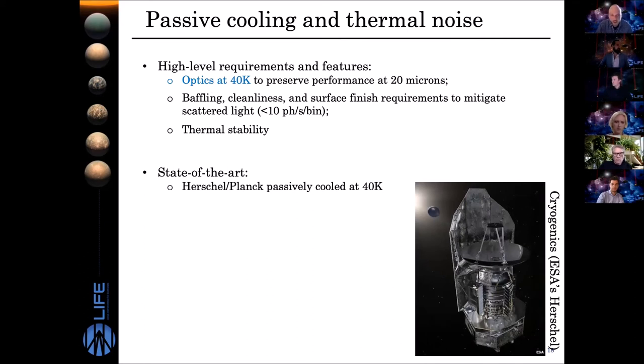Thermal noise and detector cooling. The key aspect here is that the optics have to be cooled down to 40 K in order to keep good performance at 20 micron. We also have to design the baffle, and the surface has to be really clean in order to mitigate scattered light. So this is a huge design problem for the telescopes. It also has to be really thermally stable in order to have stable null measurements.